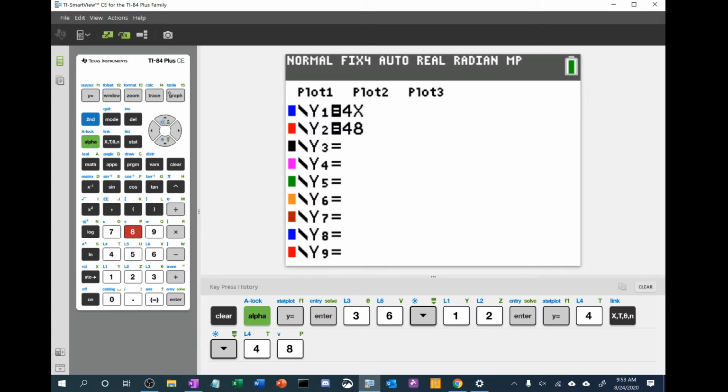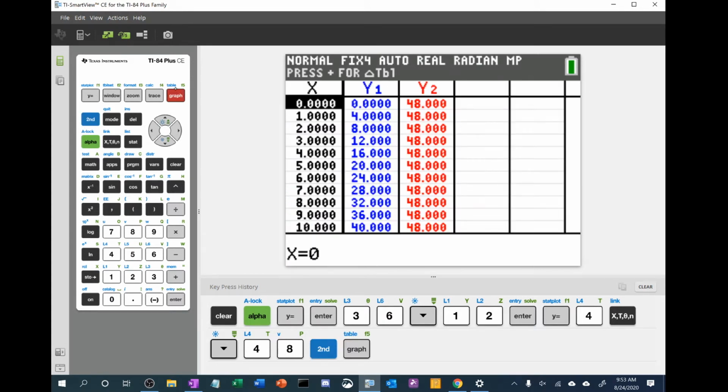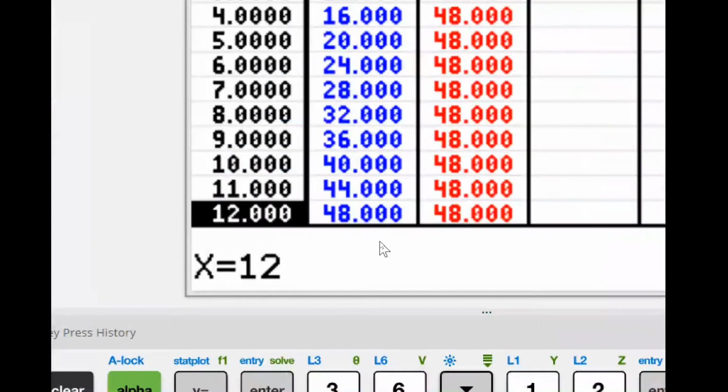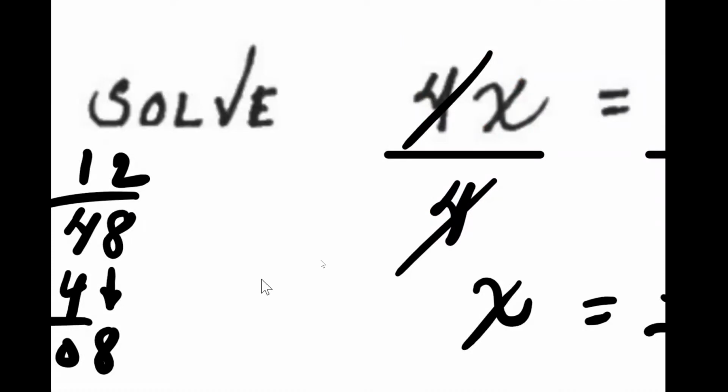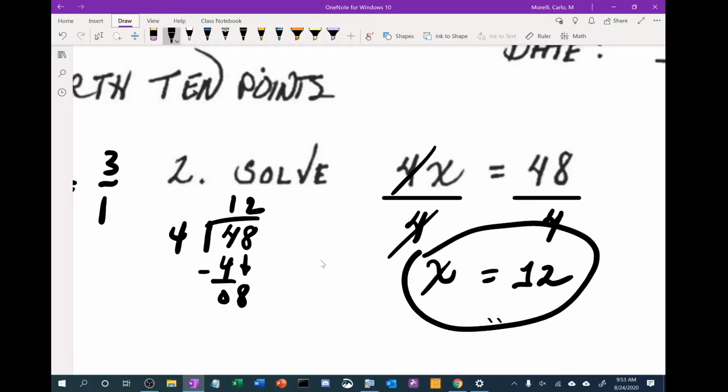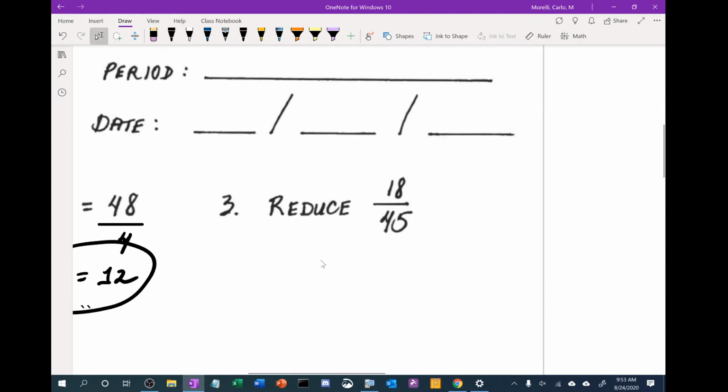Is it graph or is it second graph? Second graph. And what we're looking for is where the y's are the same. Ooh, there it is. So notice this. The y's are the same when x equals 12. So the answer is x equals 12. Okay? So whether you do it on the calculator or by hand, that's it.